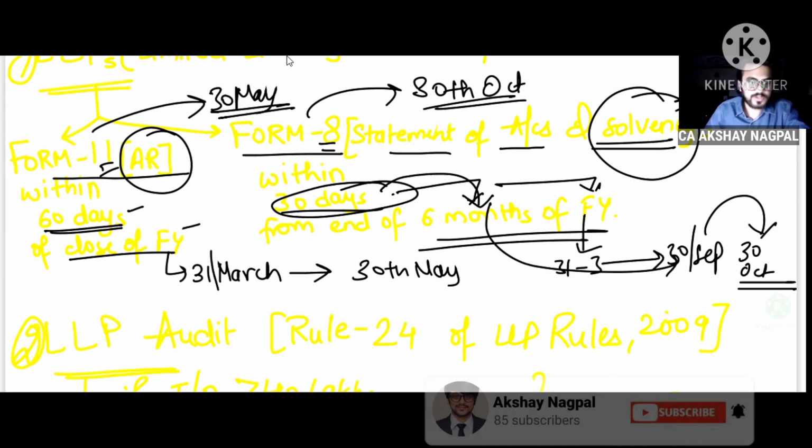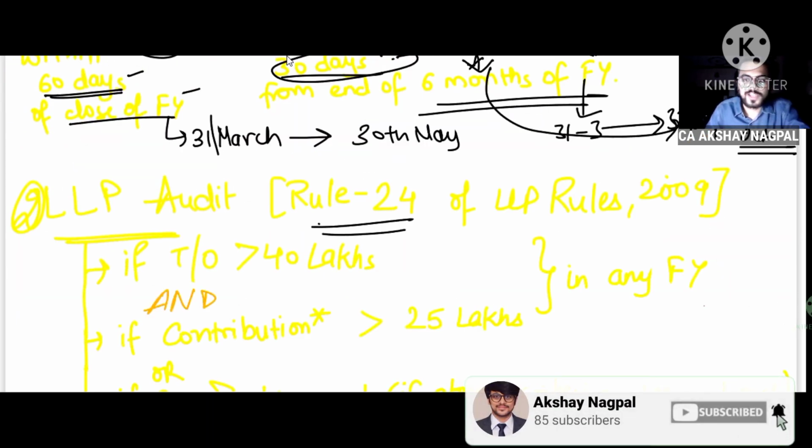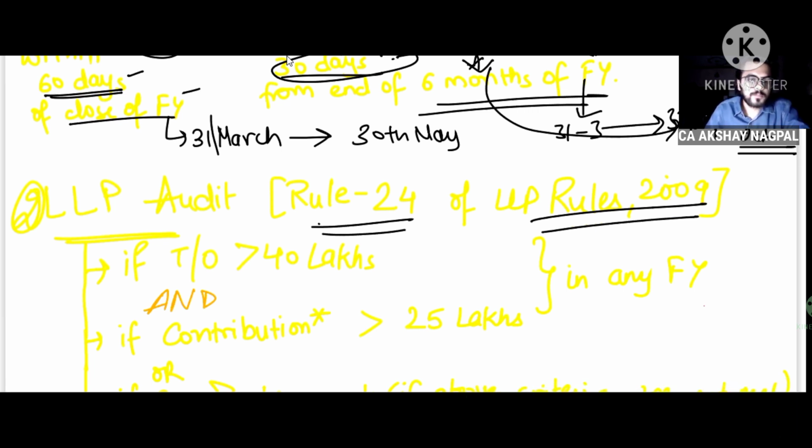All right. The next point is about the LLP audit, which is contained in Rule number 24 of the LLP Rules 2009. Here many people get confused because of this point. So what I have done is I have converted the language given in your study material to an easier one. In your study material, it is given that if turnover is up to a certain amount, or if contribution is up to a certain amount, then there need not be any audit.